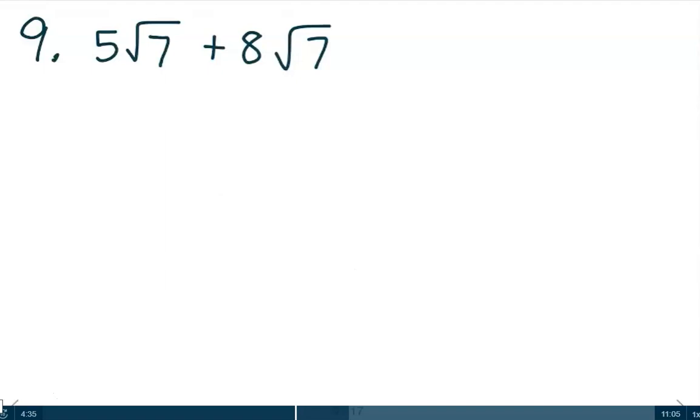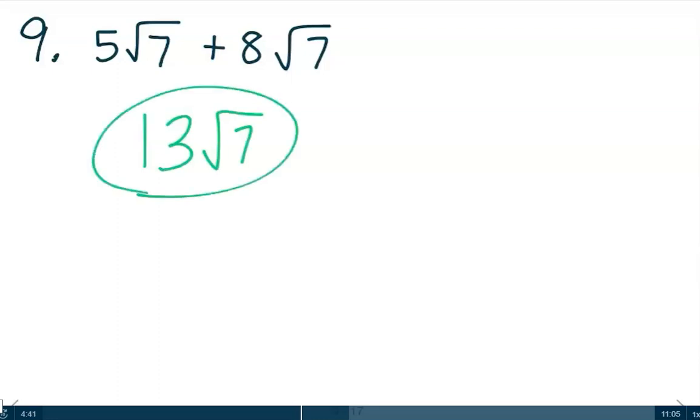5 square roots of 7 plus 8 square roots of 7, treat those as like radicals. That's 13 square roots of 7. Much like 5x plus 8x is 13x.